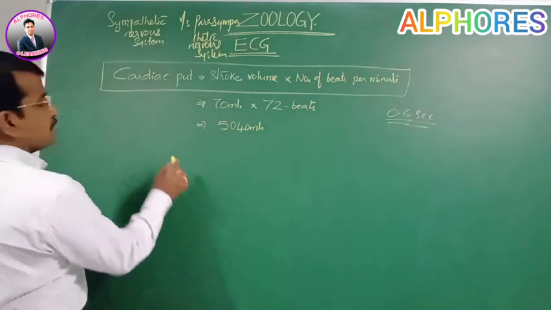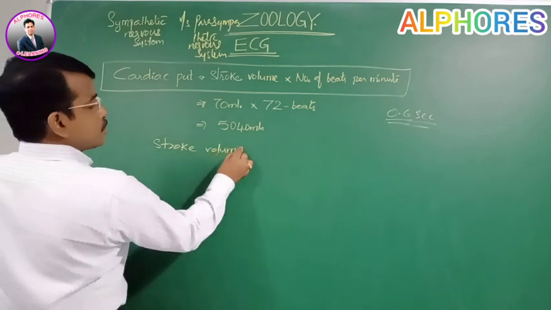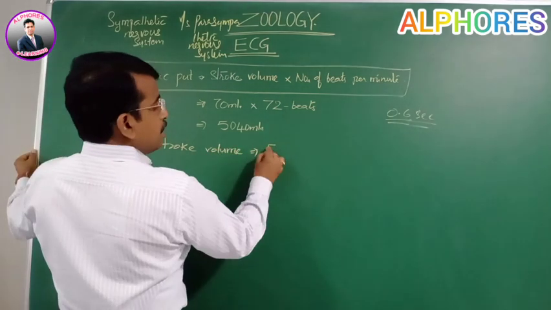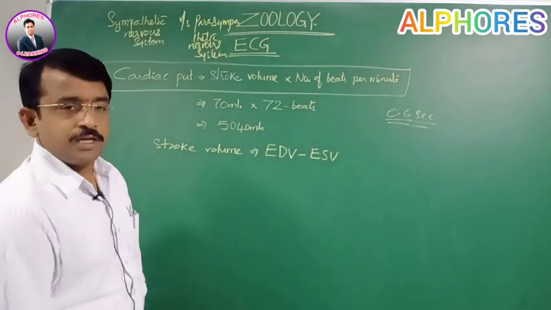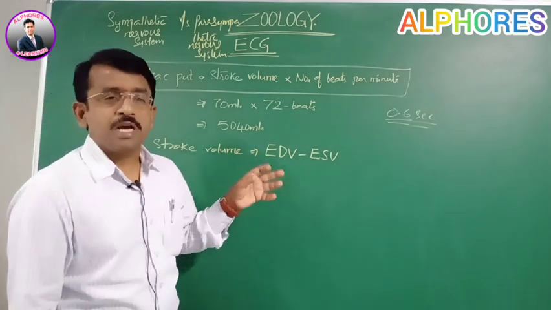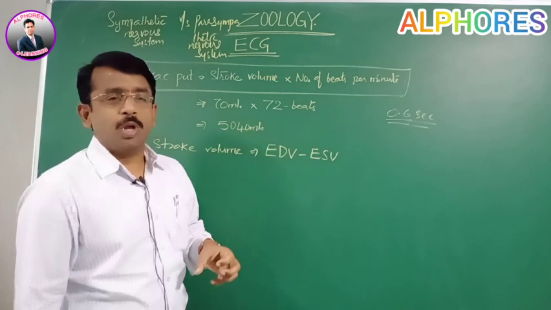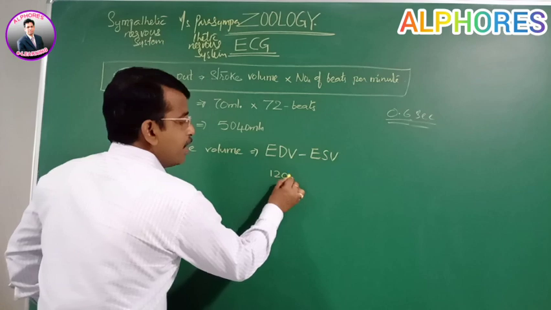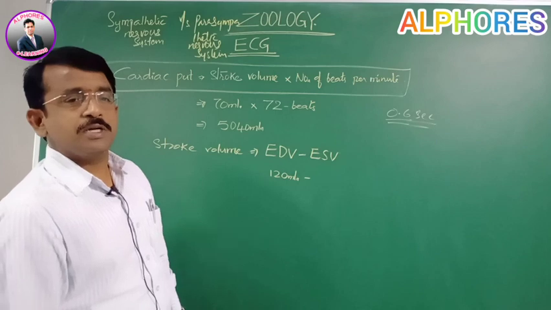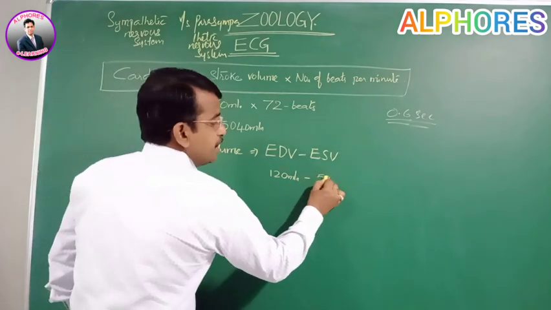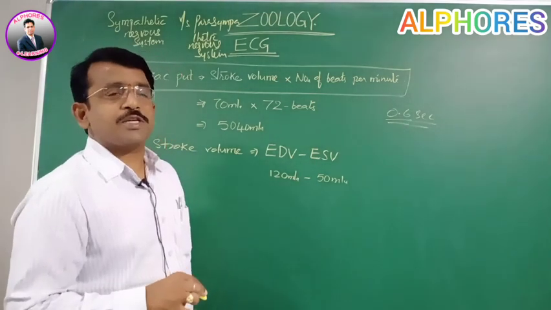And we have discussed that the stroke volume equation is: stroke volume is equal to end diastolic volume minus end systolic volume. The end diastolic volume means the amount of blood that remains in the ventricle after the diastole, which is 120 ml. And end systolic volume is 50 ml, that is the amount of blood remaining in the ventricle after the contraction.